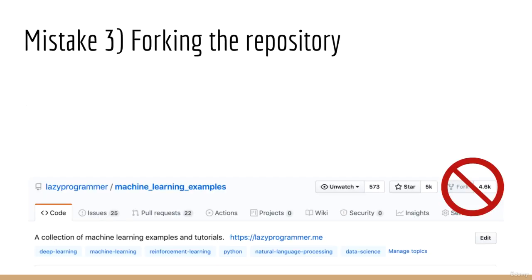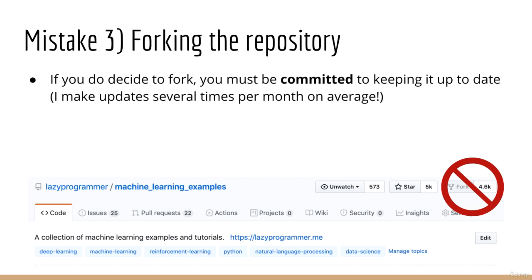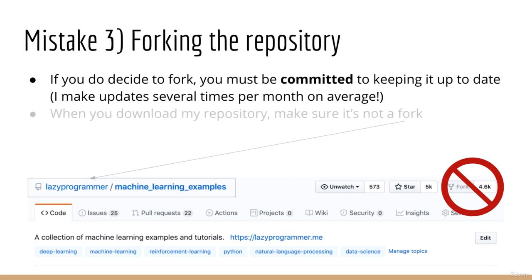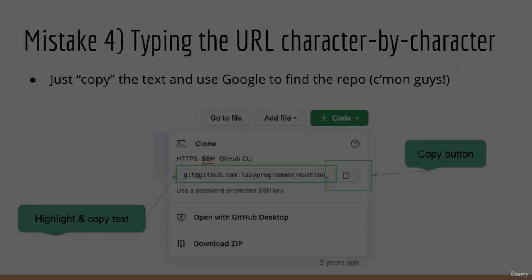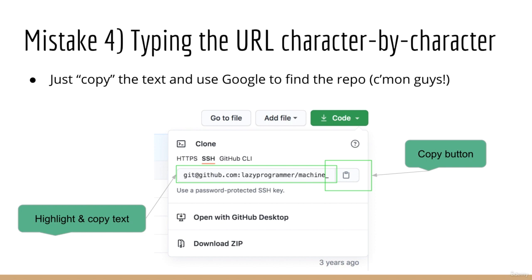Number 3, if you want to fork my repository, please feel free to do so, but try your best to keep it up to date. I make updates all the time, so please make sure to pull these updates. If you don't think you'll be able to do so, then please use the git clone command instead. And on that note, when you do download my repository, make sure it's actually my URL and not someone else's fork. Number 4, this might sound silly, but your fellow students have proven to me that this needs to be said. There is no need to type anything character by character. Simply use the copy button.